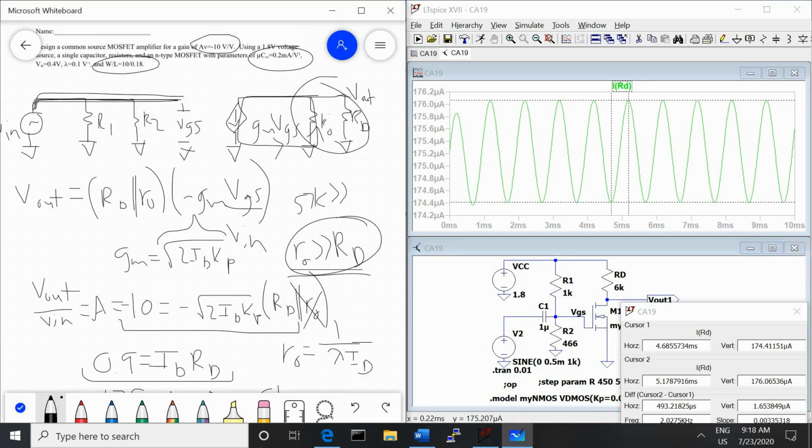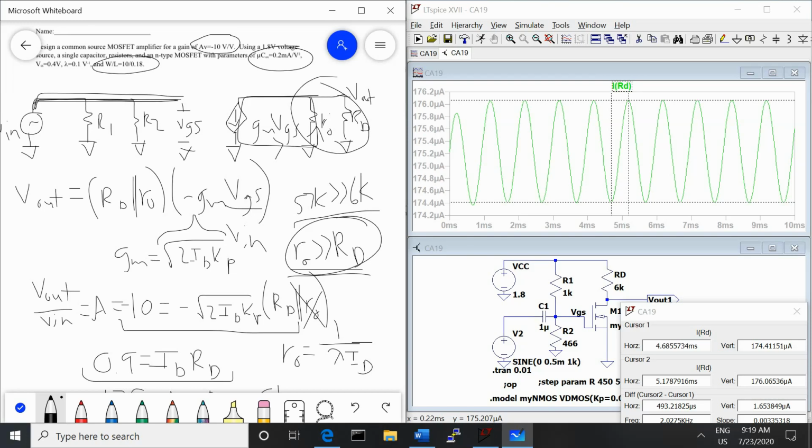Now our assumption was that 57K is much larger than RD. RD in our final circuit is 6K. And we defined much larger as being 10 times larger. So 10 times larger than 6K is 60K, which is a little larger than our actual R naught. So this assumption is almost satisfied, but not quite.